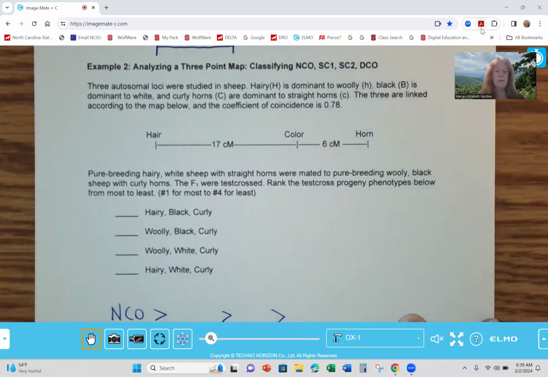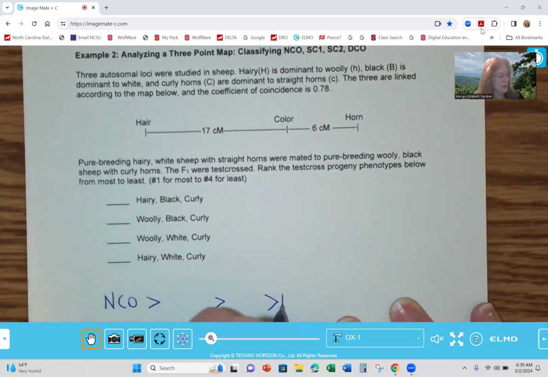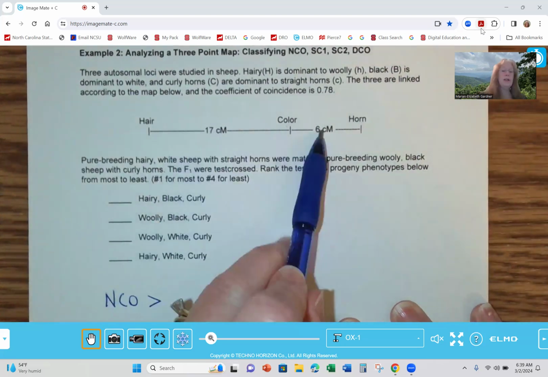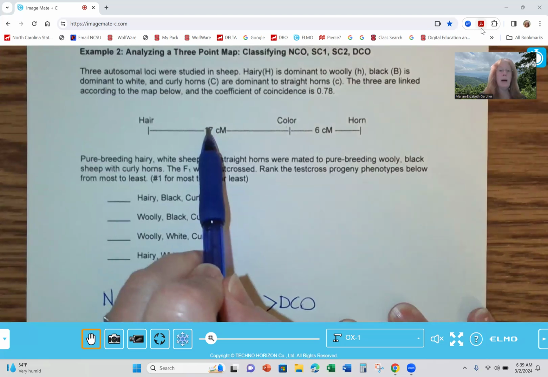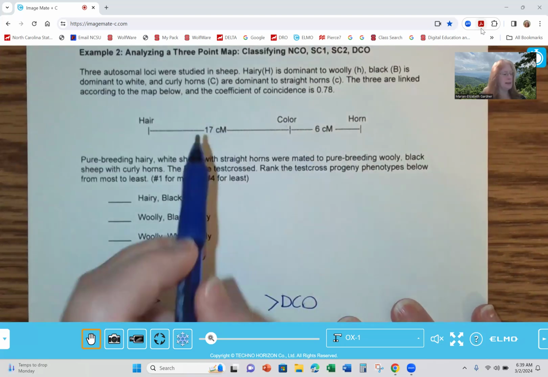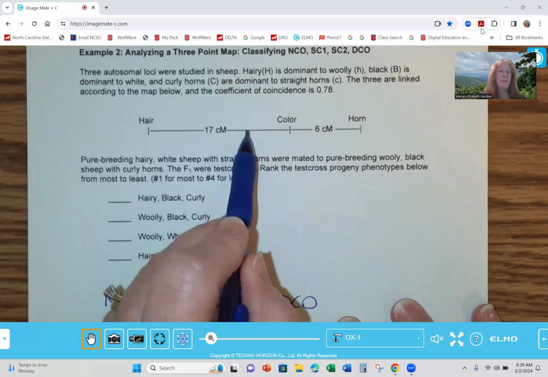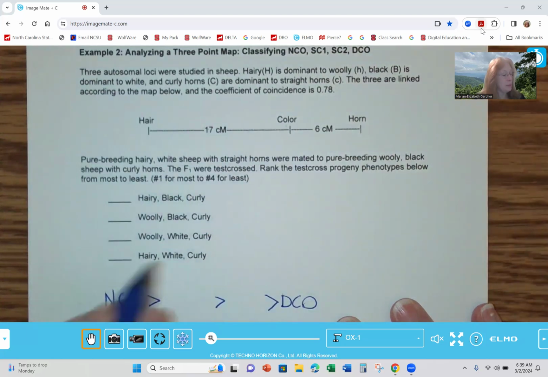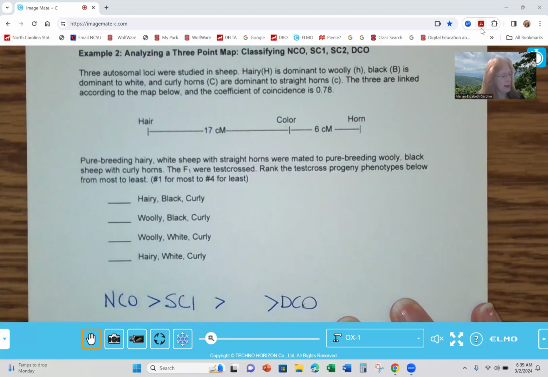So our frequency is always the non-crossover is the most common. The single crossovers are in the middle, and the double crossover is the rarest. We determine which single crossover is the most common by looking at the map distance. The region with the bigger map distance is more common. So region 1 has a map distance of 17. That's more common than region 2's. So SC1 is more common than SC2 with this map.